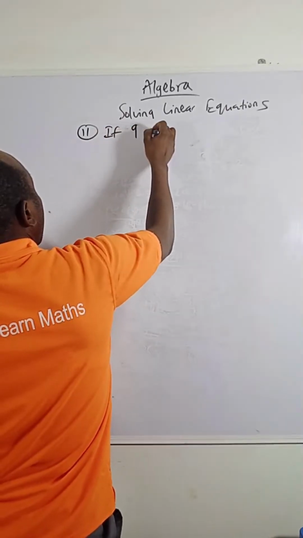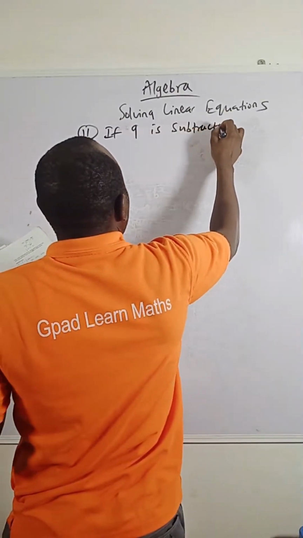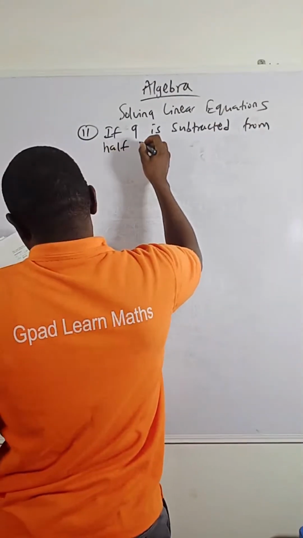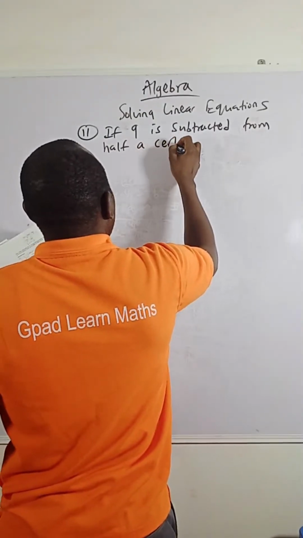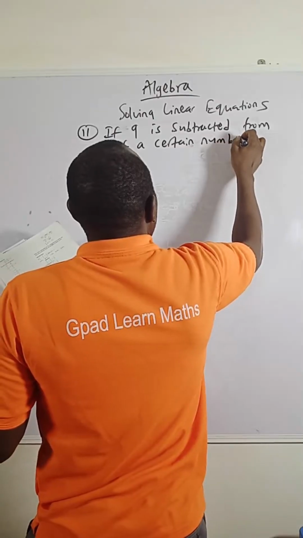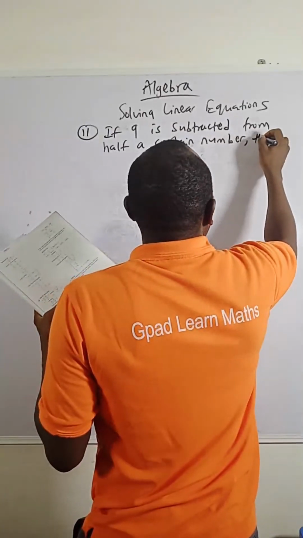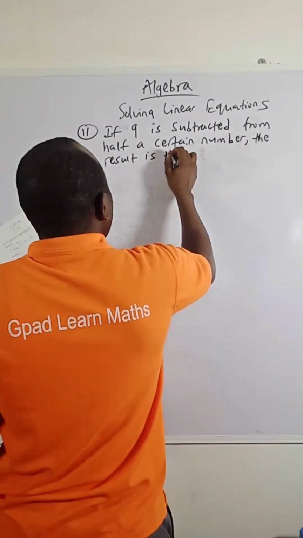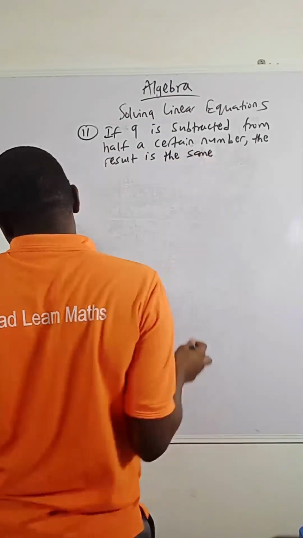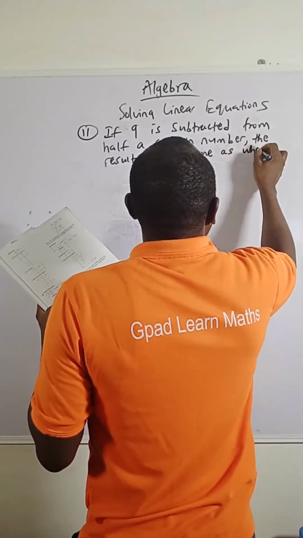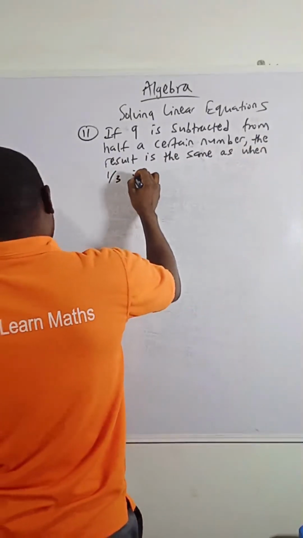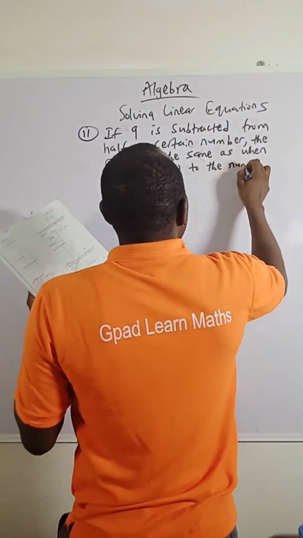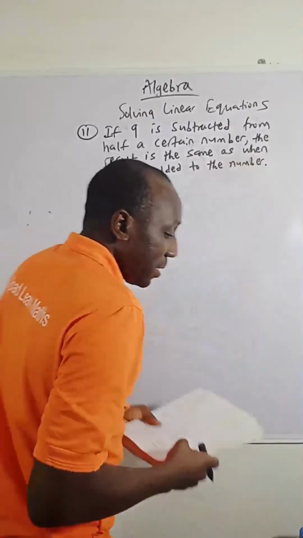If 9 is subtracted from half a certain number, the result is the same as when 1 over 3 is added to the number. Okay, find the number.